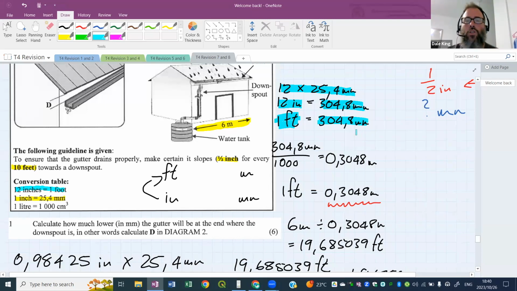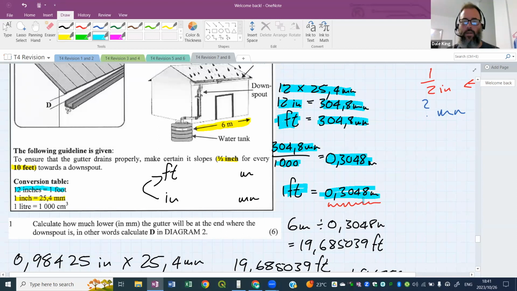So I said, well, let's change my millimeters into meters. That's what I did here. I said, divide my millimeters by 1,000. That'll give me meters. So now I've got 0,3048 meters. So the final conversion that I can work with is 1 foot is equal to 0,3048 meters.